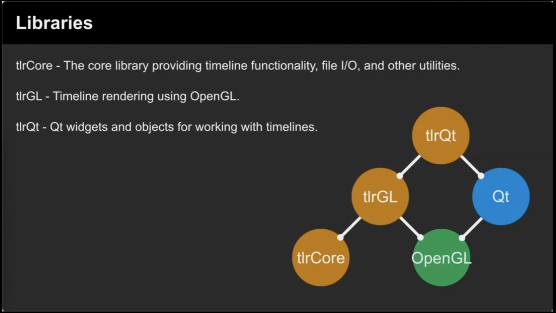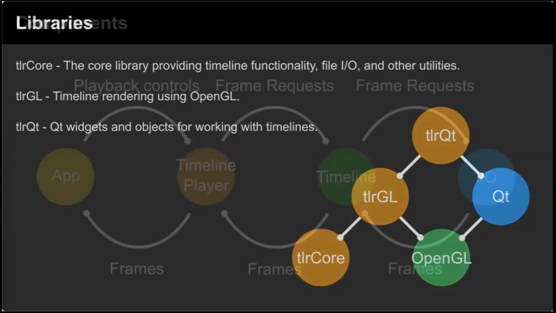TLRender consists of a number of different libraries, which include TLR Core, which is the core library for providing timeline functionality, file I/O, and other utilities. TLRGL, which is for rendering timelines using OpenGL, and TLRQT, which provides Qt widgets and objects for working with timelines.